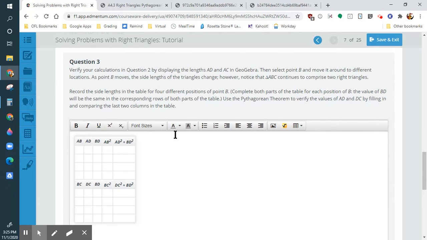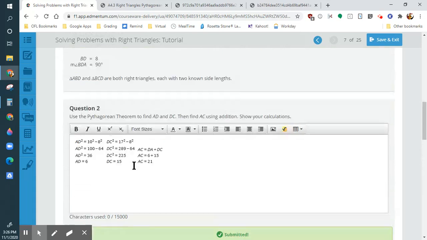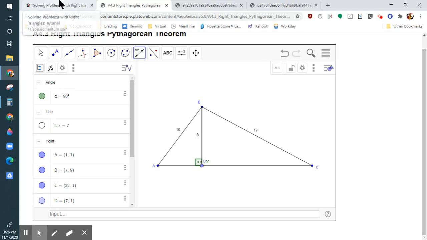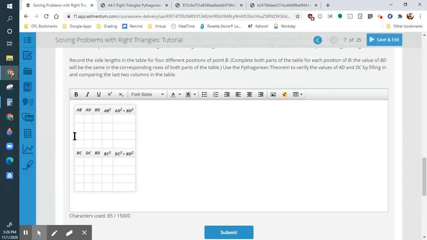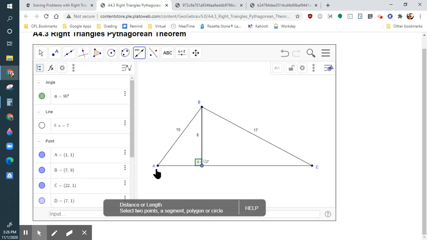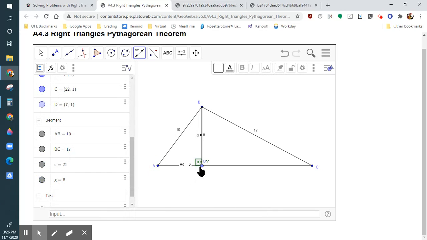All right, so verify your calculations in question 2. All right, so AB, what did we get for AB? Oh, I think AB was given to us. AB was 10. Chord length of 4 different positions. Great. So I'm gonna use the original one just because why not? And I'm just gonna measure the side 2 just to make this a lot easier to calculate.